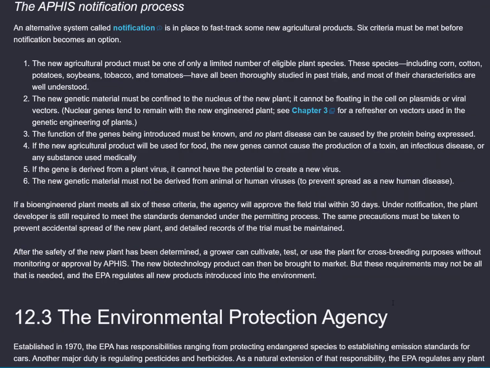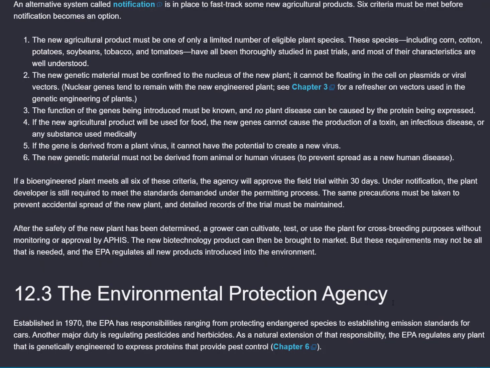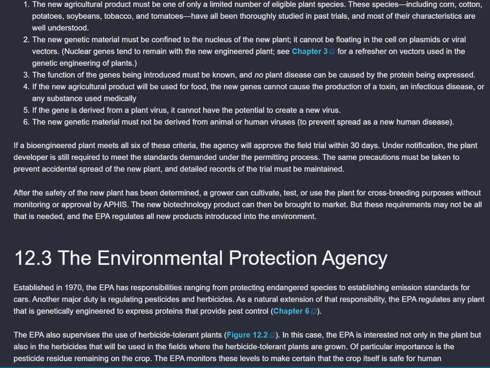The APHIS notification process. An alternative system called notification is in place to fast-track some new agricultural products. 6 criteria must be met before notification becomes an option. The new agricultural product must be one of only a limited number of eligible plant species. These species, including corn, cotton, potatoes, soybeans, tobacco, and tomatoes, have all been thoroughly studied in past trials, and most of their characteristics are well understood.